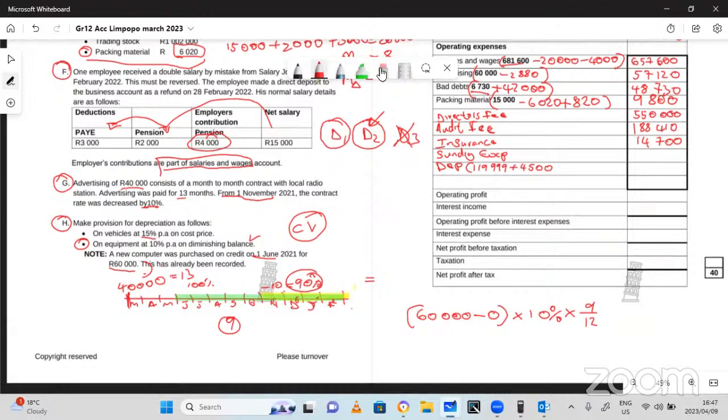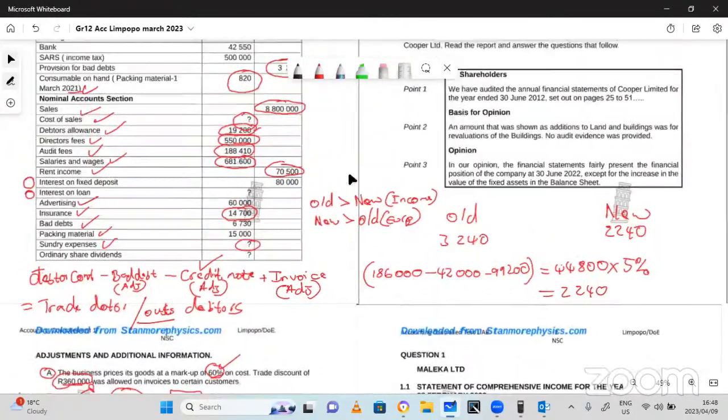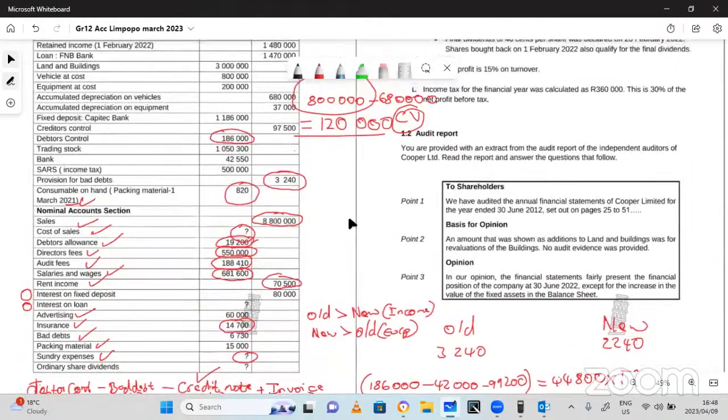Okay. When you read this transaction over here, listen to it very carefully. Read it very carefully. They are saying, note that a new computer was purchased on credit on 1st June 2021 for 60,000. This has already been recorded. So that means the cost price is already recorded. What is not recorded is the depreciation, because they have not calculated depreciation for this year.